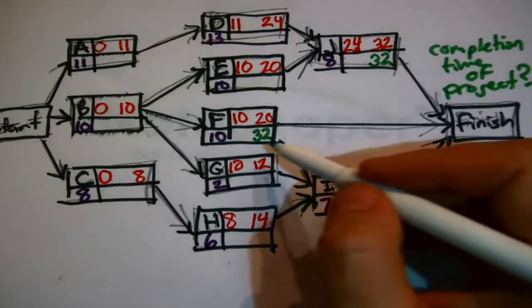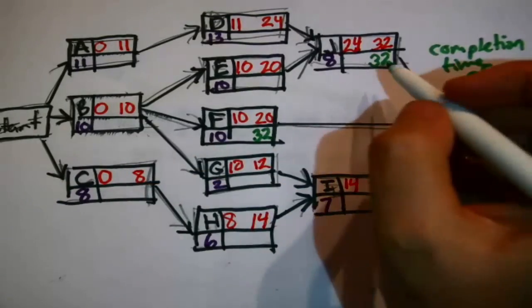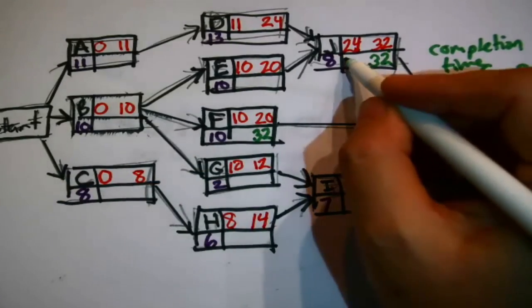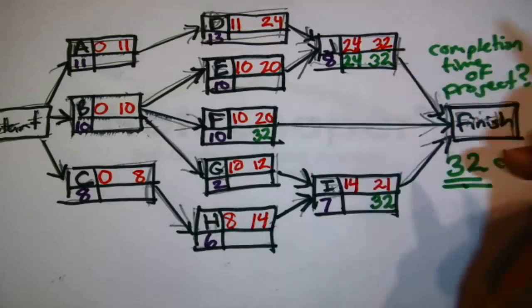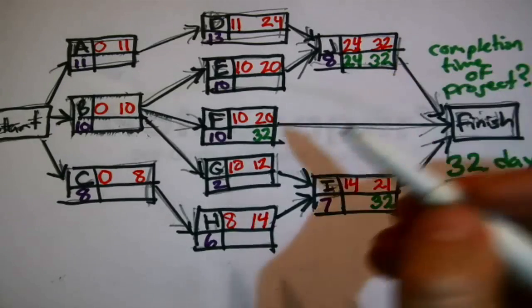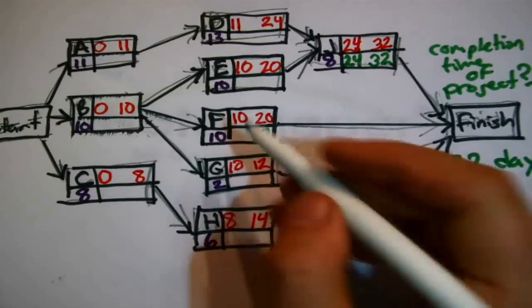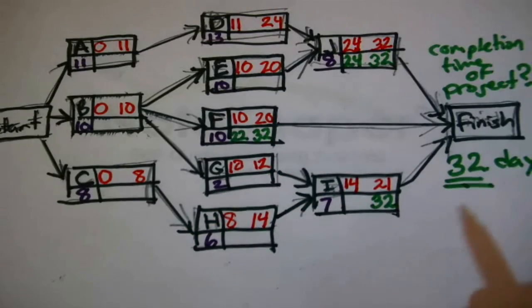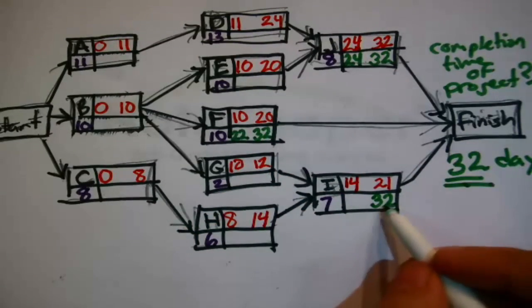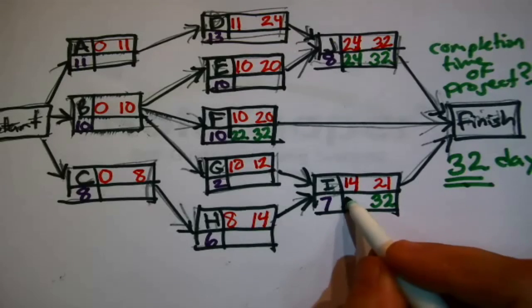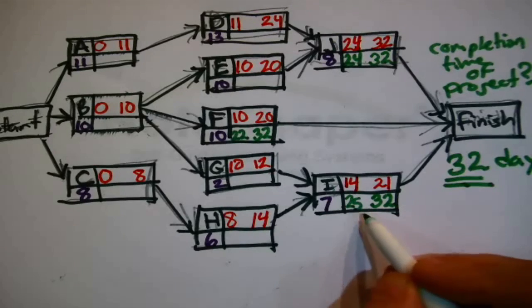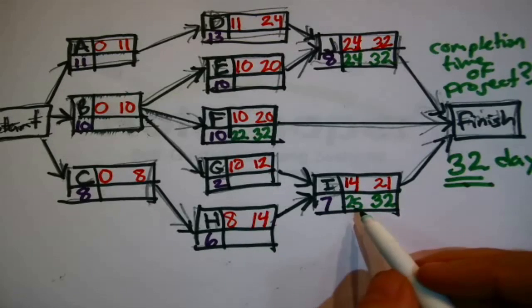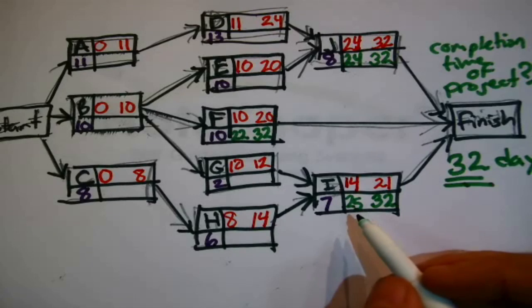Now we back up through time. Okay, so simple arithmetic. 32 minus 8 means that we have to at the latest start J in 24 days, because if we don't, we'll create a problem. 32 minus 10, we have to start F at the latest in 22 days. If we don't, there'll be a problem. 32 minus 7, let me do that right, is what, 25? We have to start I at the latest in 25 days.